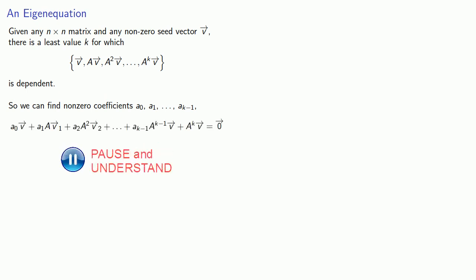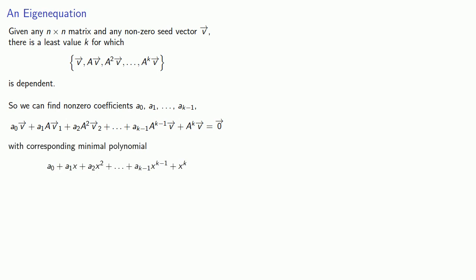So given an n by n matrix A and any non-zero seed vector v, there's a least value k for which the set is dependent. And so we can find non-zero coefficients a0, a1 through ak minus 1, which satisfy the vector equation. And there's a corresponding minimal polynomial.